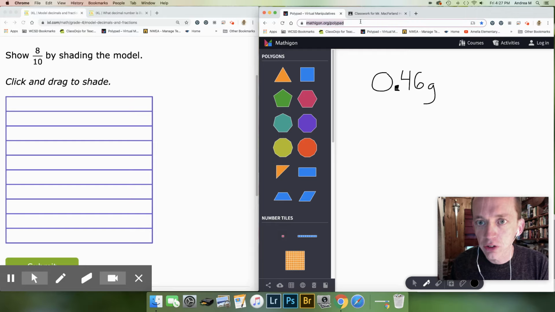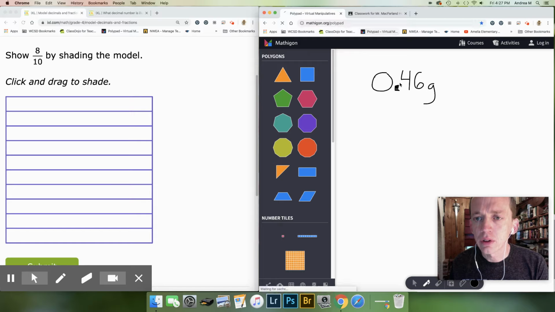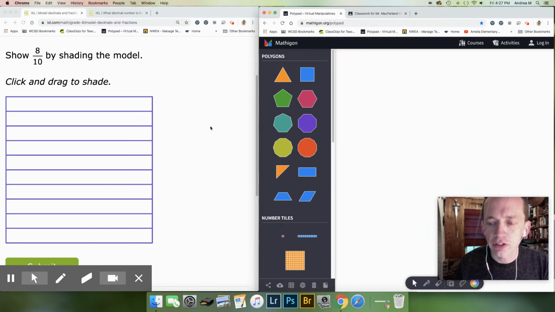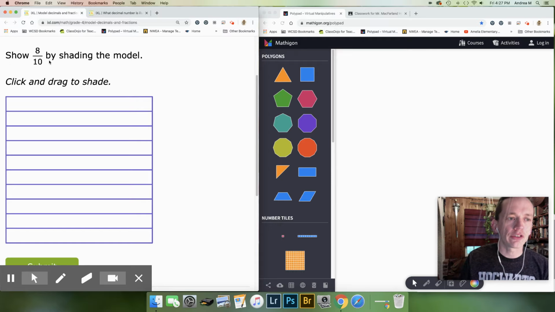All right, so let's take a look at this real quick. I'm going to bounce back and forth so you can see. See this part over here and how it's written. Over here, show 8/10 by shading the model. Think about this model right here. It is split into tenths. 1, 2, 3, 4, 5, 6, 7, 8, 9, 10. I can also split this into hundredths. Hundredths wins the award for a lot of THs thrown into it. Maybe, I just made that up. Go with it. So this is tenths because it is in 10.